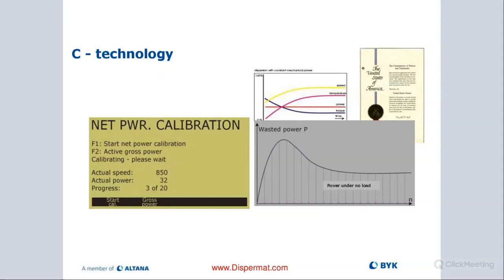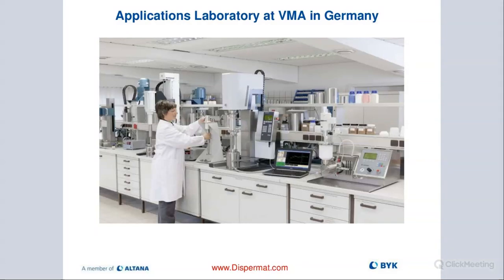We can do a net power calibration, allowing us to really set all the energy input and torque values to a 0 point without the influence of product. So when you turn on a machine, you can run it, and it will automatically run for about 60 seconds without product, and then it'll set all these values to a 0 point, so that when you're actually dispersing or milling, the power input and torque value will only be reflective of your product and not of any machine input.